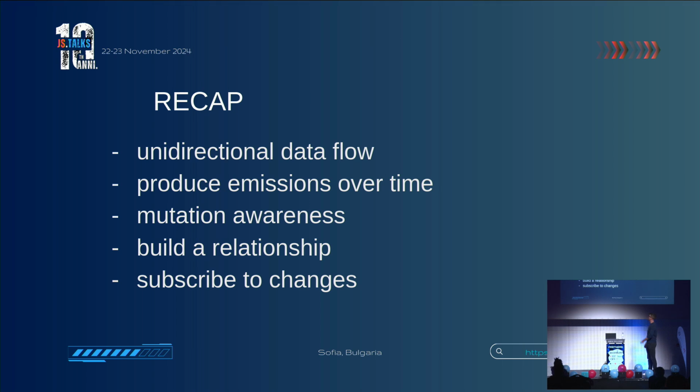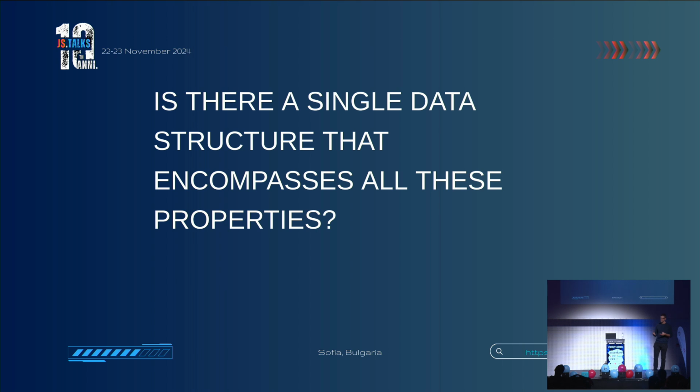So to recap, unidirectional data flow. I'm going to merge those two together, because producing emissions over time and mutational awareness are saying the same thing with different words. We need to build a relationship. We need to subscribe to changes. So, is there a data structure that holds all of these things? Is there some construct that can exert all of these behaviors?